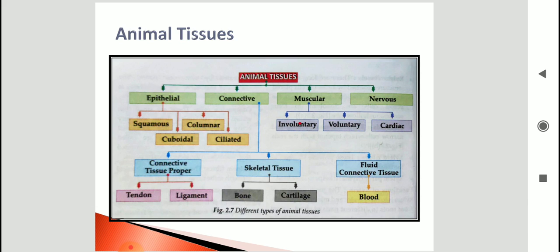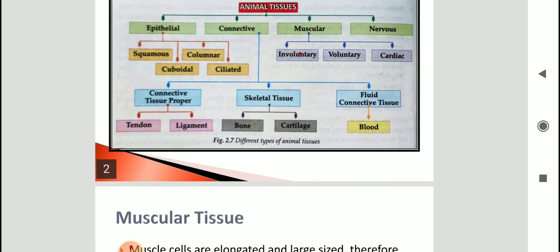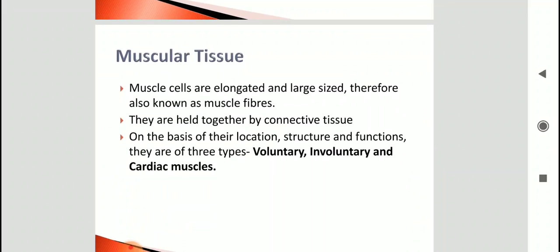So, on the basis of their location, structure, and function, muscular tissues are further divided into three types: involuntary, voluntary and cardiac. So, we will study them today. Muscle cells, in general, are elongated and large in size. Since they are long, they are known as muscle fibers, and they are all connected with the help of connective tissue. On the basis of their location, structure and function, they are of three types.